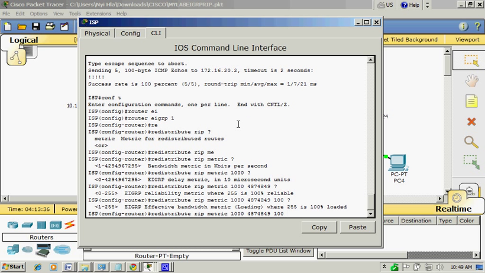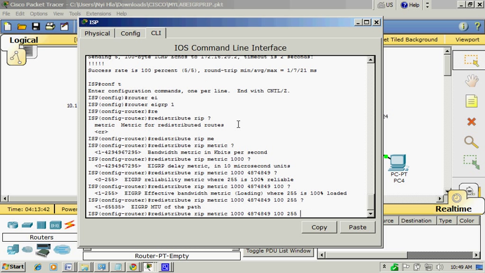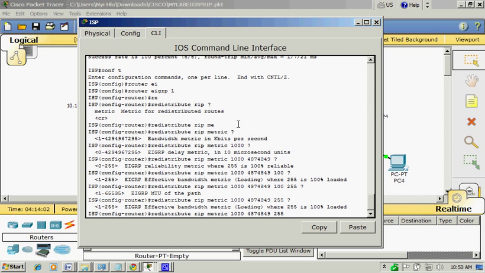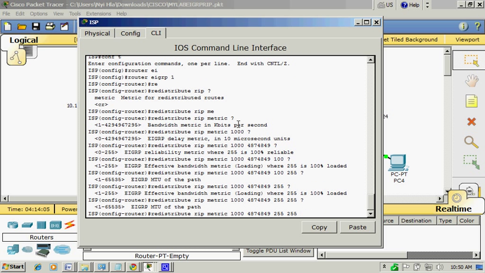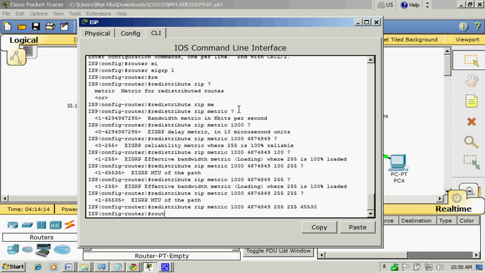So what else? If I have bandwidth, like 100%, 255, 100%. MTU. I need this one. MTU, let's say 65530. Okay, this is okay, and then let's go to router RIP.